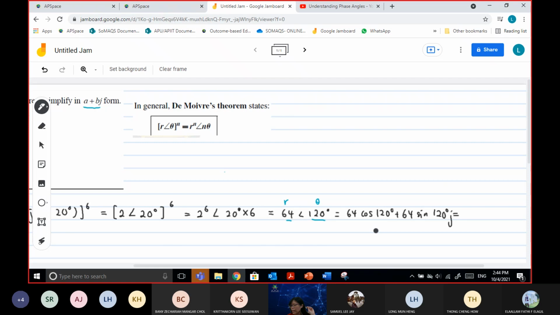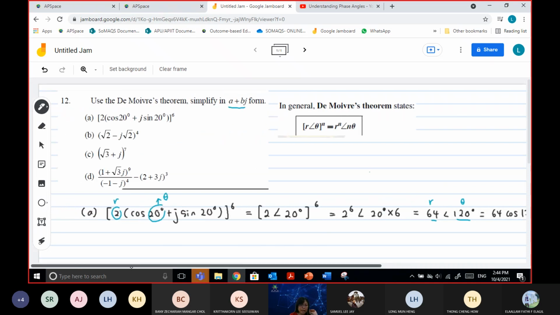I can see a few answers from Samuel, from Sutej, from Benny, from Iralam. All the same, yes, correct. Negative 32 plus 55.43j if you put in two decimal places. Everybody got the correct answer. Okay, thank you. Now let's proceed to the second one.